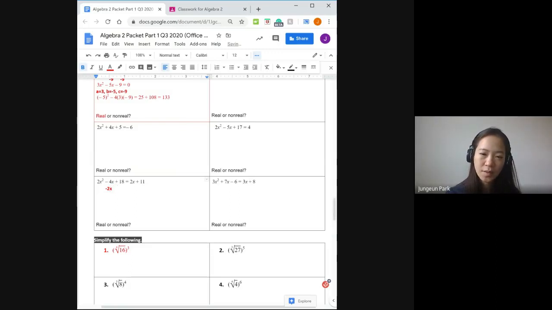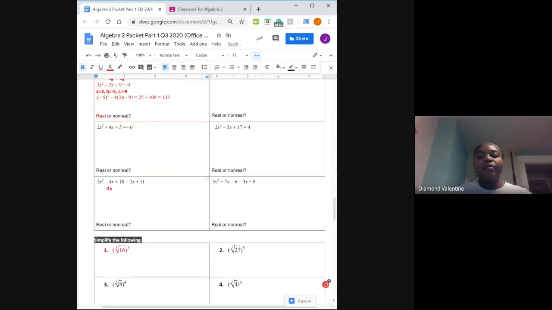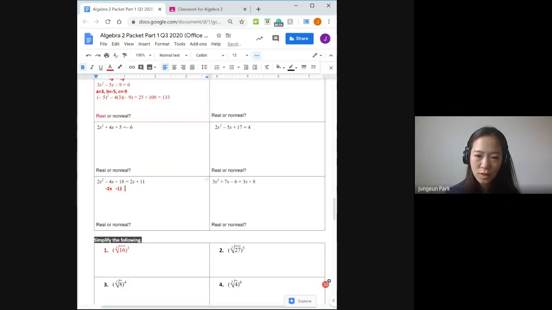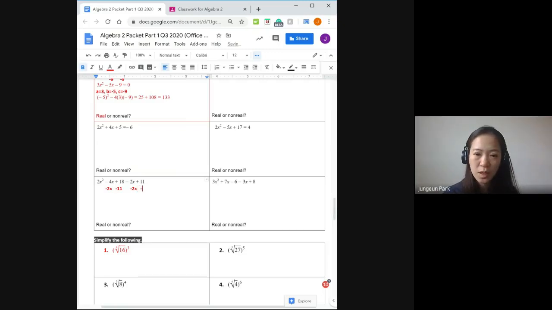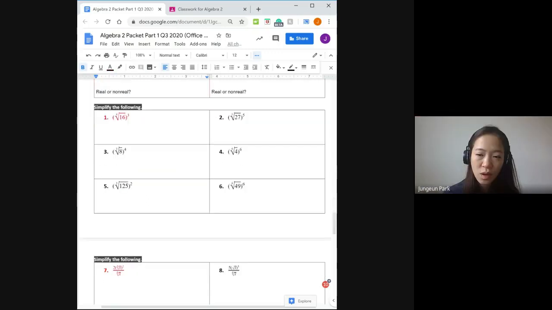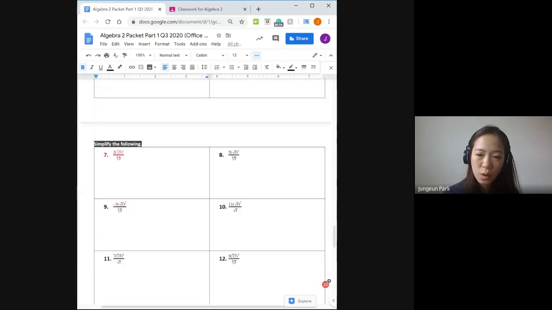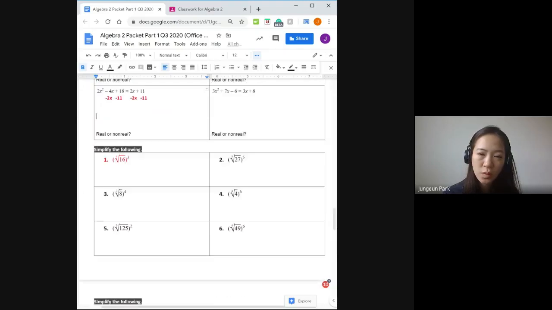What about 11? How do I get rid of that positive 11? You would subtract it from both sides. So you would subtract 2x from both sides, and subtract 11 from both sides, like this. I put that negative 11 underneath 18 because these are like terms, and negative 2x underneath this negative 4 because these are like terms. So you need to combine these. Does that make sense? Yes. Now we have four more questions to go over.